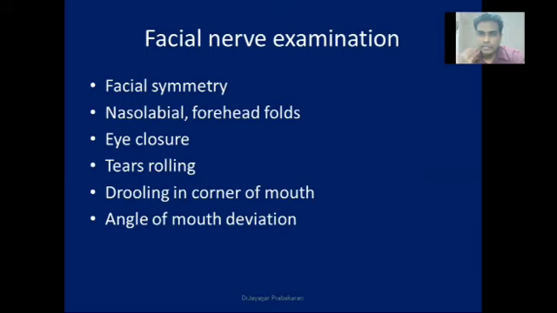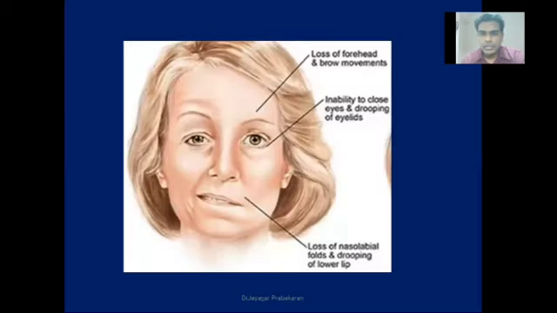You can check for the muscles also, checking the peripheral branches of the facial nerve. This is a separate topic. So these things are noted, like angle of mouth deviation, inability to close, or forehead brow movements. All these things can be assessed.